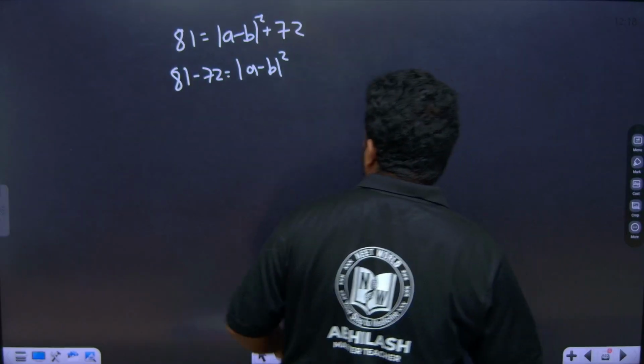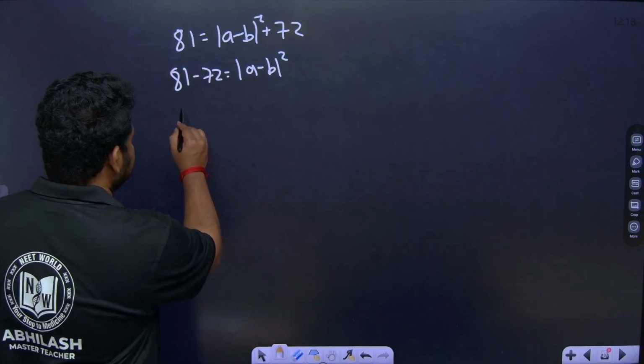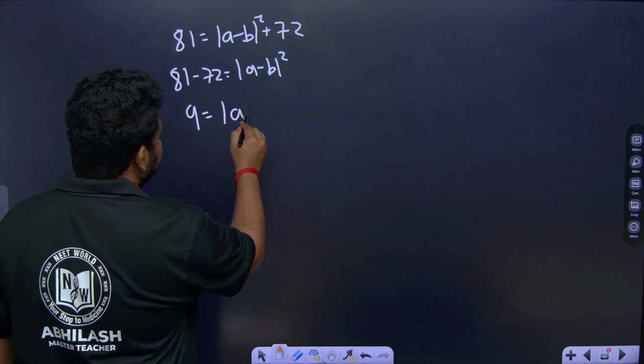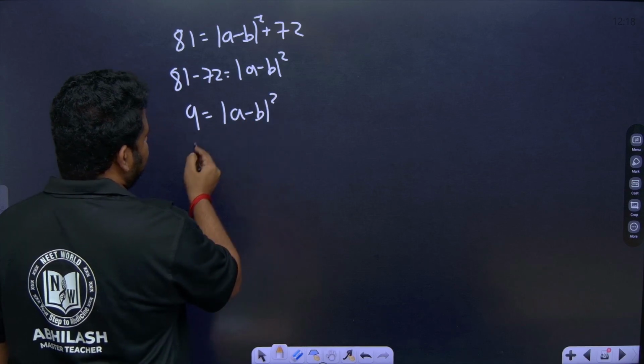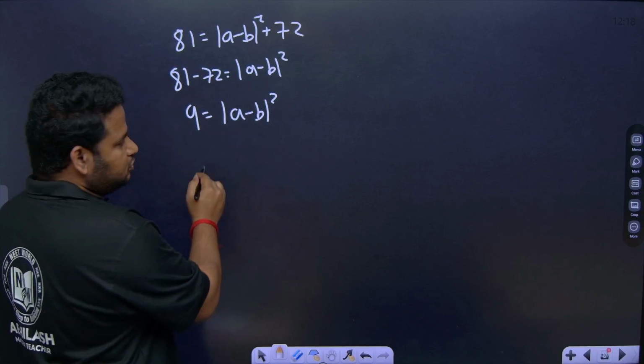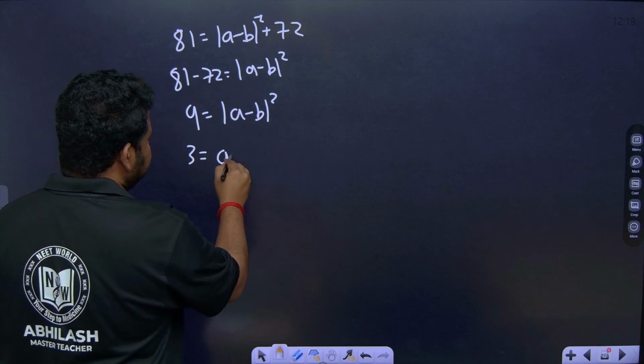Now this will become what? 81 minus 72 is nothing but 9. So I'll get it as mod of (a minus b) whole square. Mod means I should take only the positive value. So this will become 3. a minus b will be equal to 3.